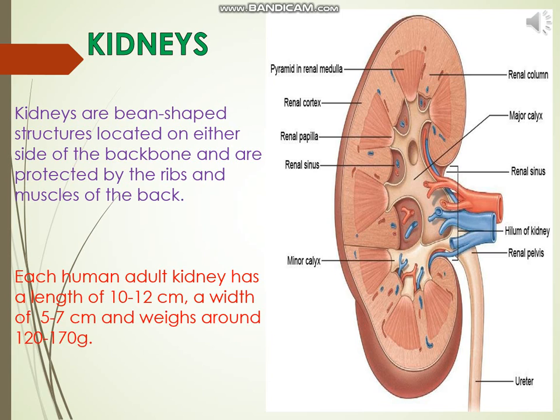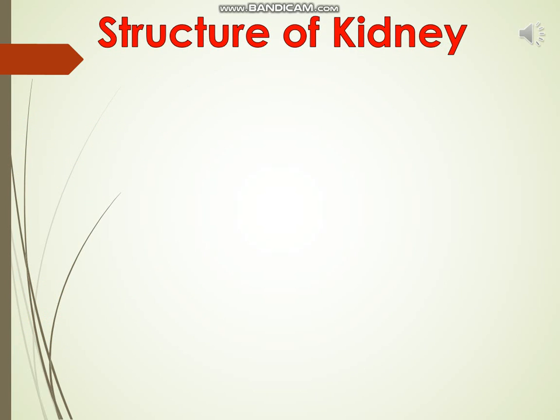Towards the inner surface of the hilum there is a large funnel-shaped space called the renal pelvis with projections called calyces. Let us discuss the structure of the kidney. The structure of the kidney consists of capsule, nephrons and loops of Henle. Let us discuss these one by one. We start with the capsule. The outer layer is called the capsule.